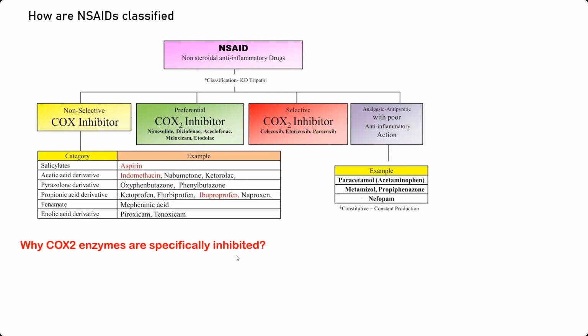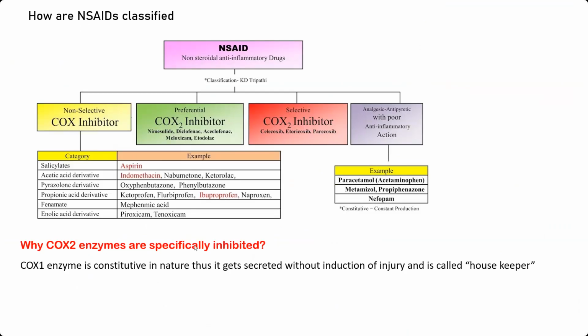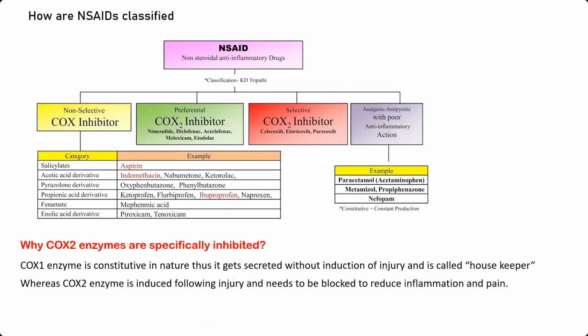Why are COX-2 enzymes specifically inhibited? When you have both cyclooxygenase 1 and 2, we normally use drugs which inhibit only cyclooxygenase 2. Why? So they are the inducible enzymes. Excellent, fantastic. COX-1 enzyme is constitutive in nature. That is, it is secreted without induction by injury, and that is called the housekeeper enzyme. Whereas COX-2 will be induced only when there is a trauma or injury, like your surgical injury or major trauma.